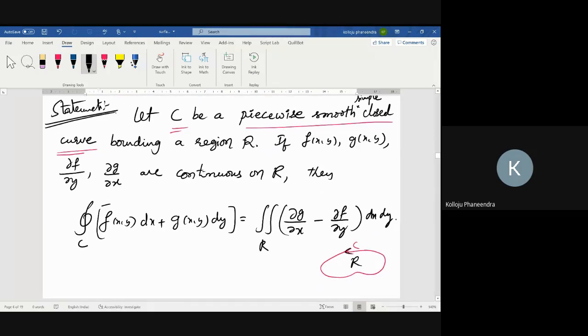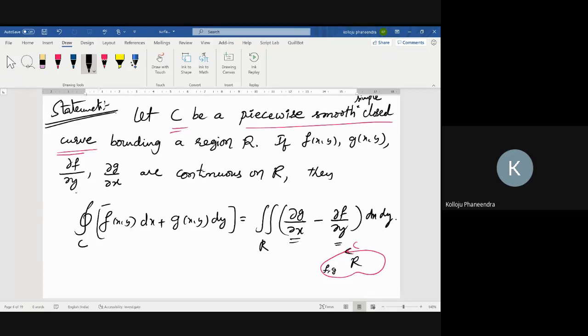Then on this closed curve, f and g are continuous functions. F and g both are continuous functions. And one more condition: which derivatives are on the right side? Dou f by dou y and dou g by dou x. These two derivatives are enough. These two must be continuous on the region R.